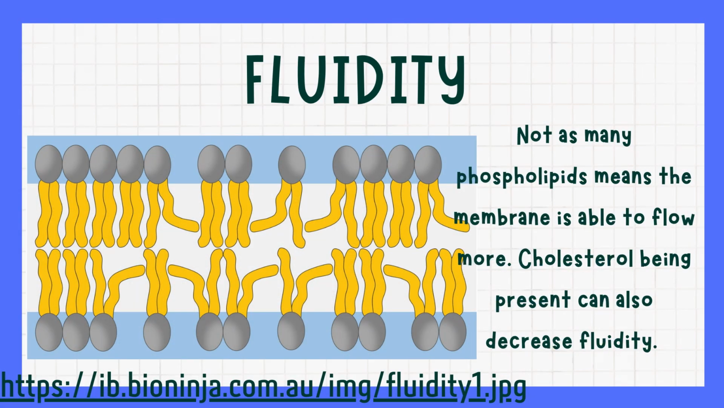When there are more saturated fatty acid tails, they're constricted and they can't move that much, but when there are fewer, they can flow around. Another part of the cell membrane are the embedded proteins. These proteins are kind of lodged inside of the cell membrane, and they can be both hydrophilic and hydrophobic.